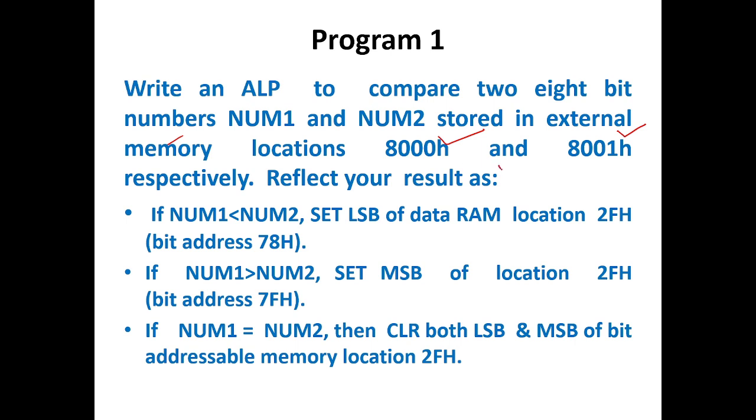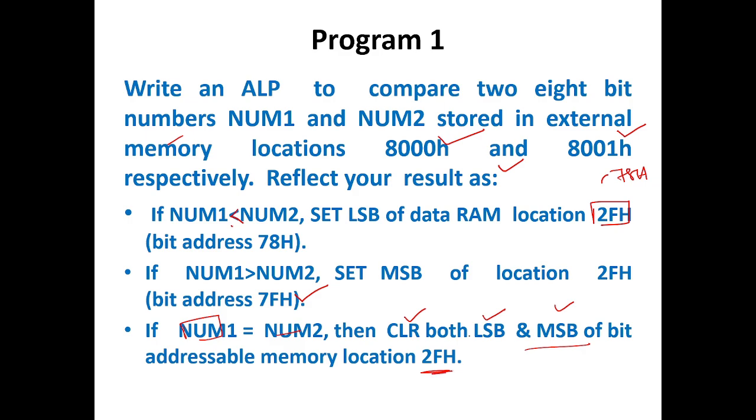So reflect your result as follows. If number 1 is less than number 2, set the LSB of the data RAM location to FH. That bit address is 78H. If number 1 is greater than number 2, set the MSB of the location to FH. That bit address is 7FH. If number 1 is equal to number 2, I need to clear both the LSB and MSB of the bit. The memory location is 2FH.